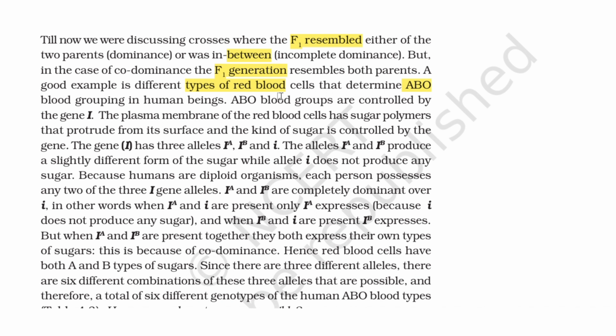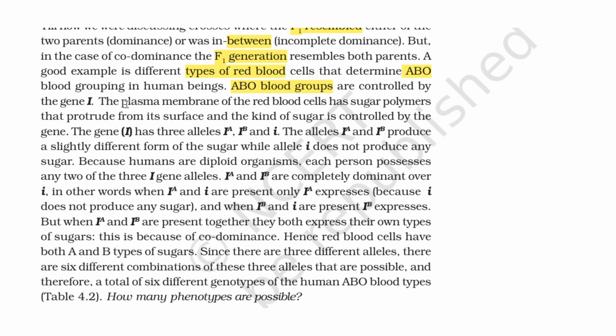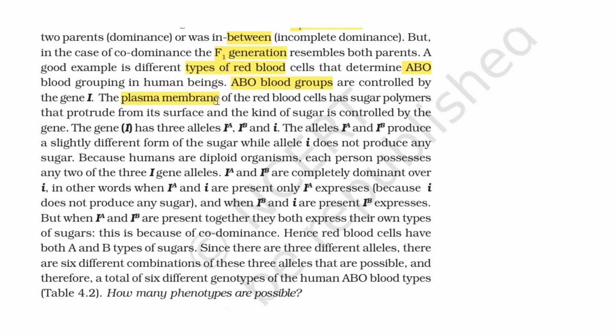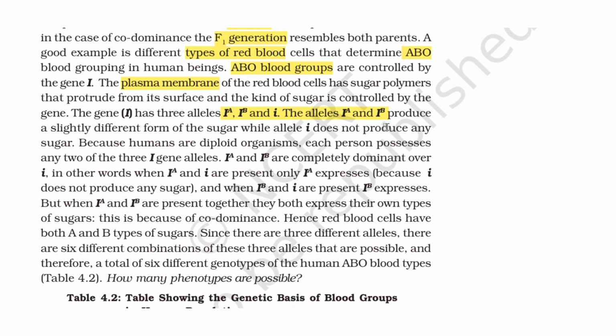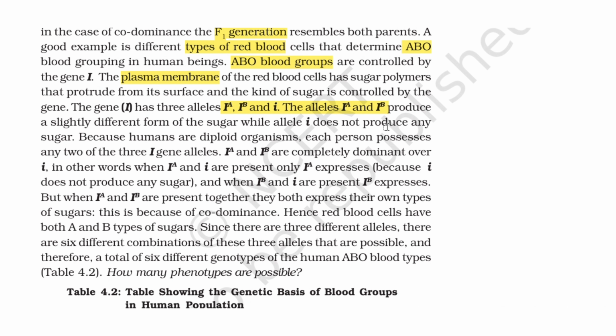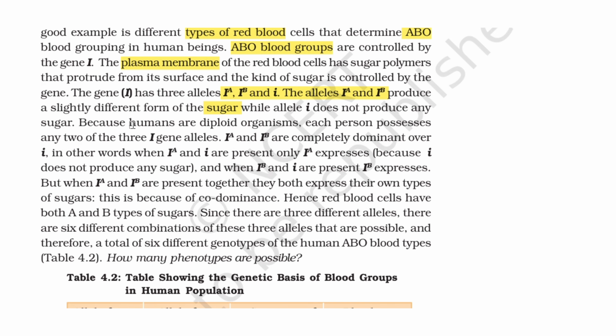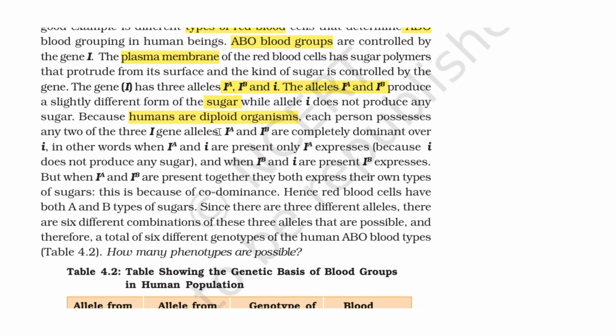ABO blood groups are controlled by the gene I. The plasma membrane of the red blood cells has sugar polymers that protrude from its surface, and the kind of sugar is controlled by the gene. The gene I has 3 alleles, IA, IB and i. The alleles IA and IB produce a slightly different form of the sugar, while allele i does not produce any sugar. Because humans are diploid organisms, each person possesses any 2 of the 3 I gene alleles.